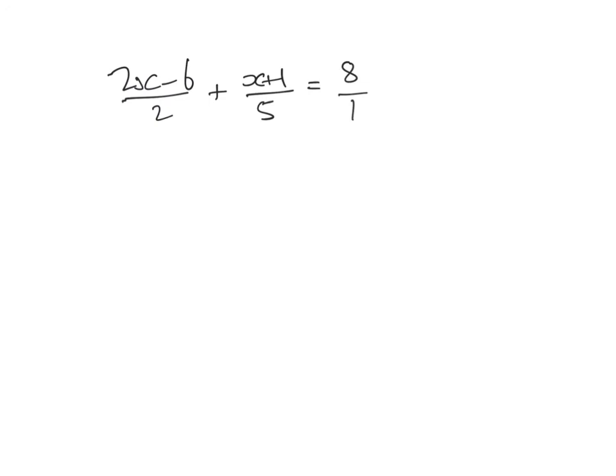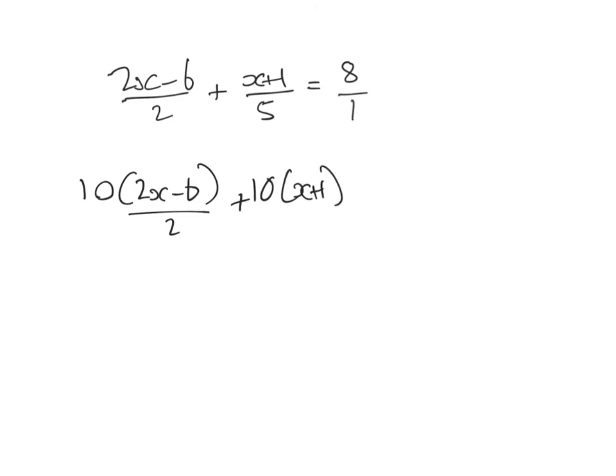So the lowest common denominator of 2, 5, and 1 is 10. And then what we're going to do is times everything, all 3 terms, by 10. x plus 1 all over 5 equals 10 times 8 over 1. And now instead of multiplying out, we cancel first. Remember the mantra, simplify before you multiply? So let's do that now.